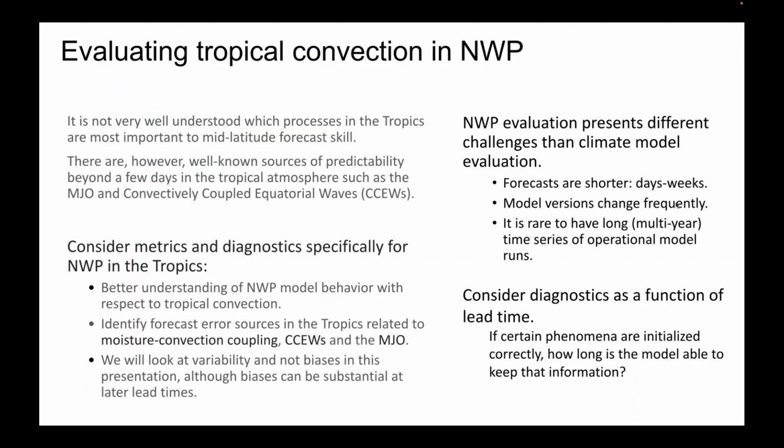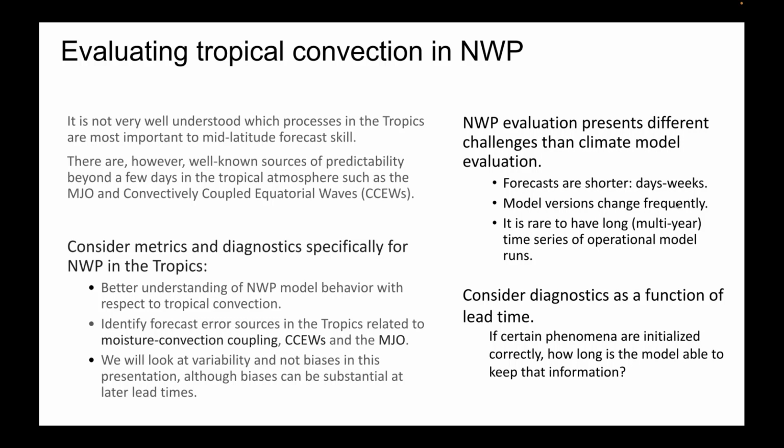So in general, forecast skill in the tropics, especially for precipitation, is not as good as in mid-latitudes. And it's not very well understood which processes in the tropics are most important to mid-latitude forecast skill, although we do know that there are several well-known sources of predictability that go beyond a few days in the tropical atmosphere, such as the MJO and convectively coupled equatorial waves.